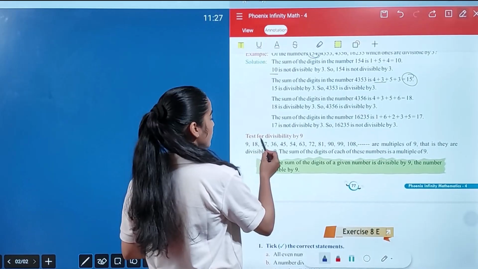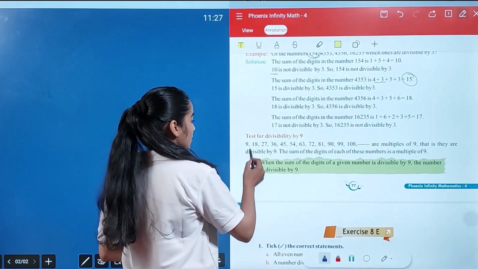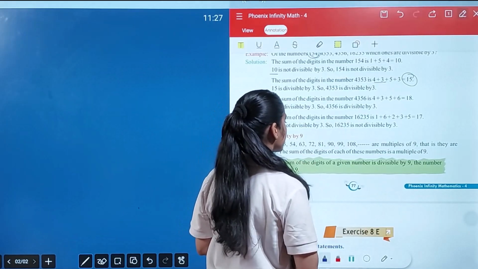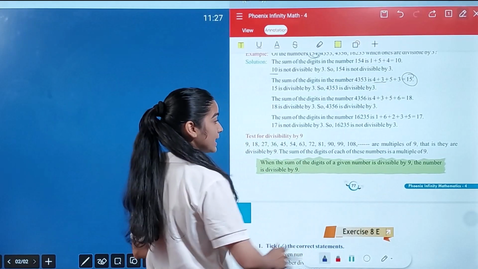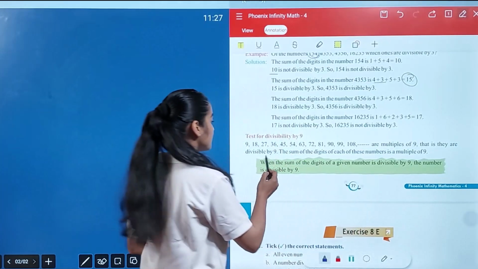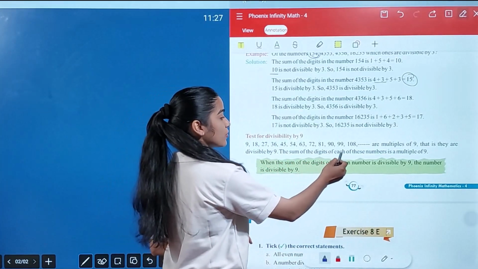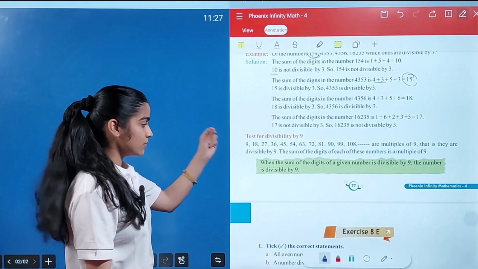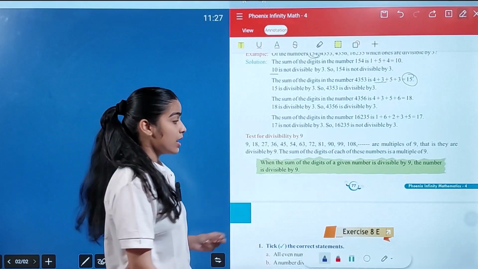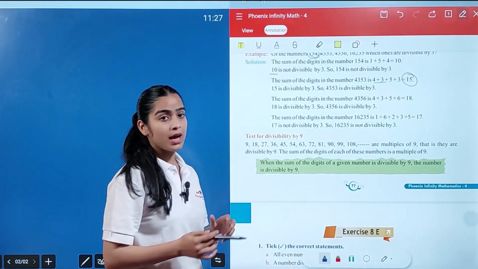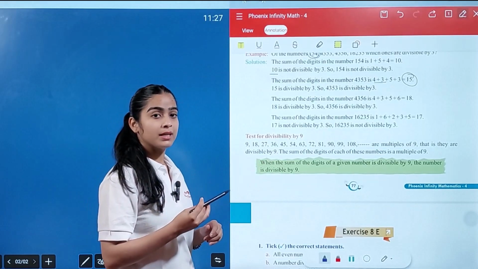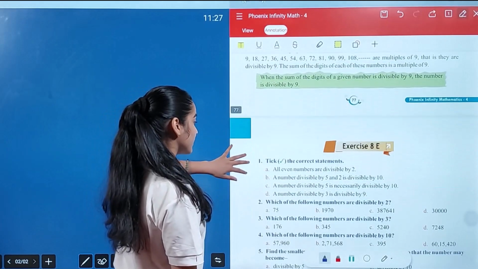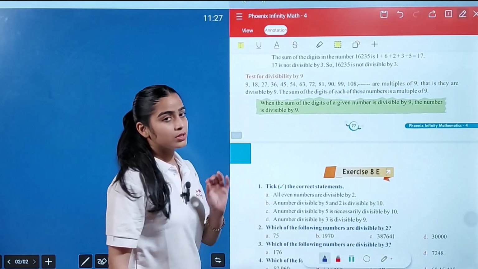Now we have test for divisibility by 9. So 9, 18, 27, 36, 45, 54, 63, 72. These are the multiples of 9. That is, they are divisible by 9. The sum of the digits of each of these numbers is a multiple of 9. So the same as we do for 3, we have to repeat for 9 as well. When we add the digits, and if their sum is divisible by 9, then the number is also divisible by 9.